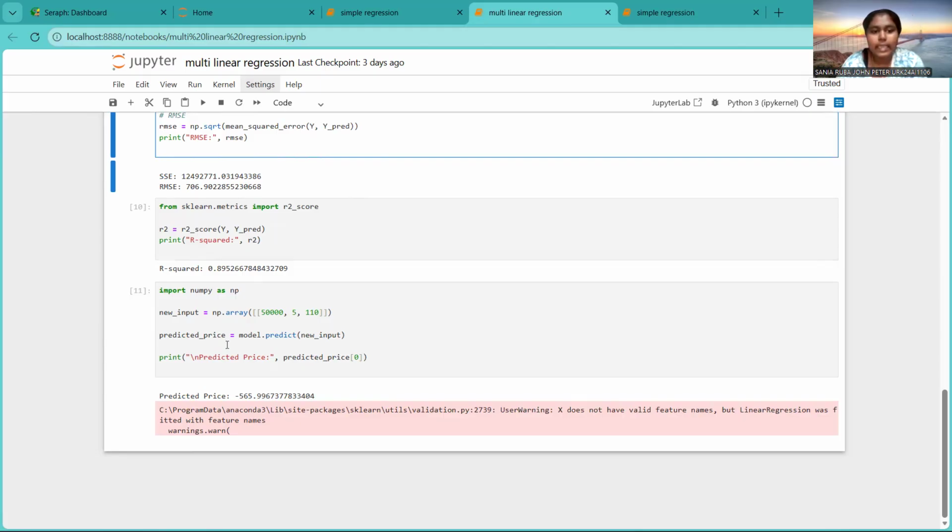Finally, I'm going to predict for a new car. I gave 50,000 kilometers, 5 years, and HP of 110. The predicted price for this is -56.5. So the model predicts the estimated car price using multiple linear regression.